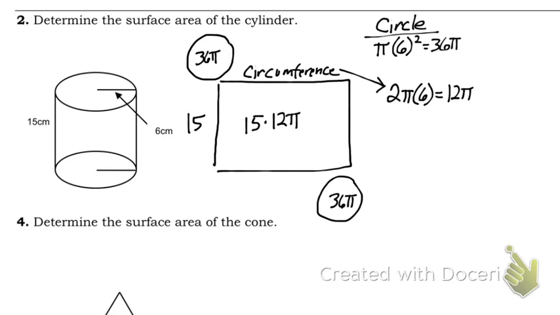All right, then all we're going to do is take 36 pi plus 36 pi plus 15 times 12 pi. And when we add all of those parts up, we're going to end up with 252 pi centimeters squared. So we add our 2 circles, and we add that 15 times 12 pi to those two circles. It comes up to 252 pi centimeters squared.